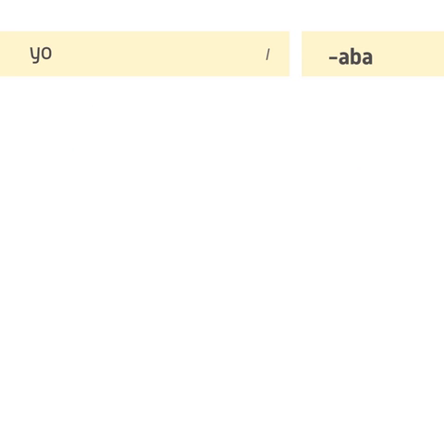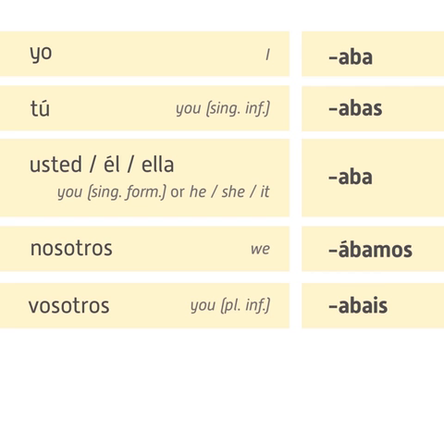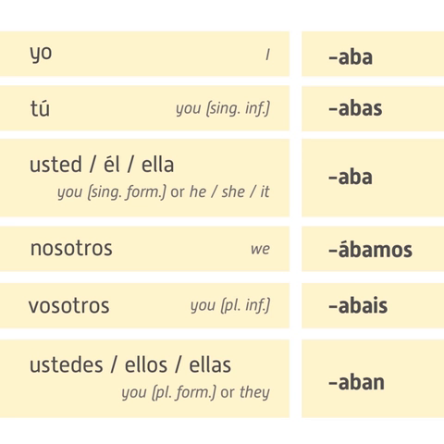If the subject is yo, the ending is aba. If the subject is tú, the ending is abas. If the subject is usted, él o ella, the ending is aba. If the subject is nosotros, the ending is ábamos. If the subject is vosotros, the ending is abais. And if the subject is ustedes, ellos o ellas, the ending is aban.